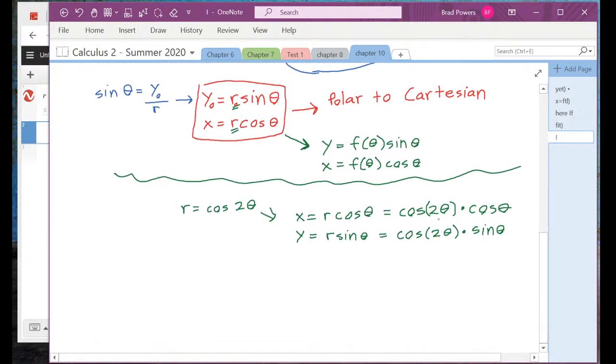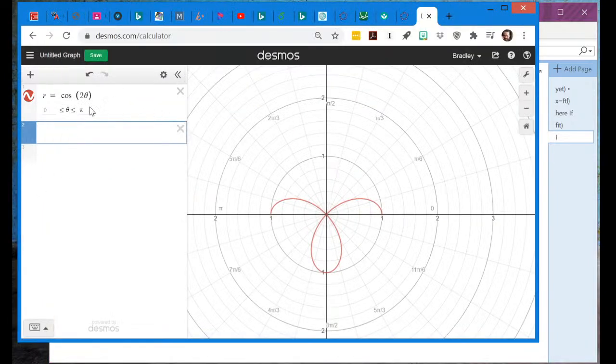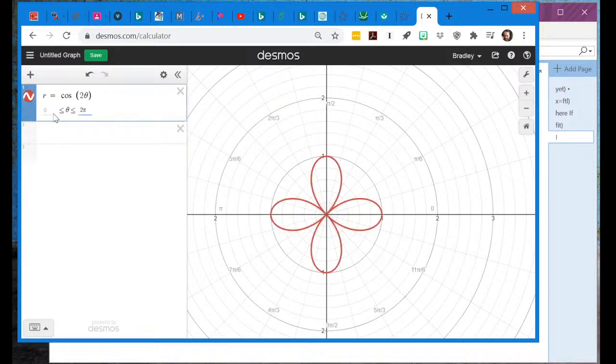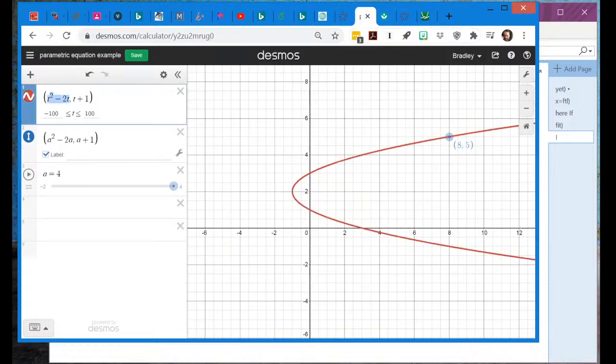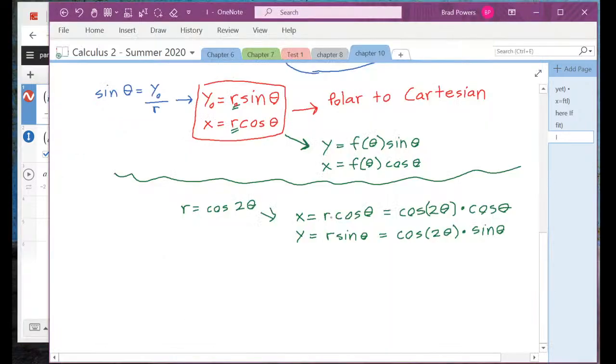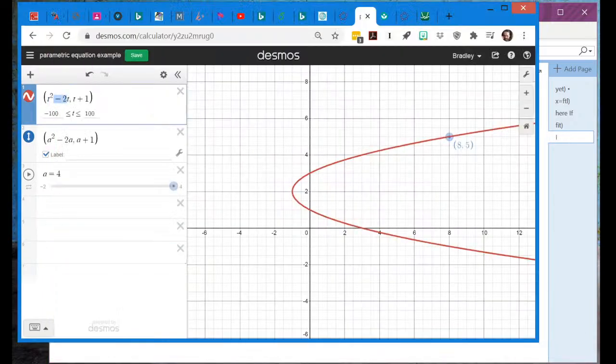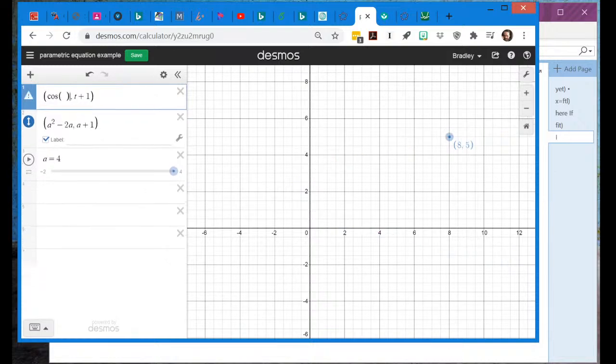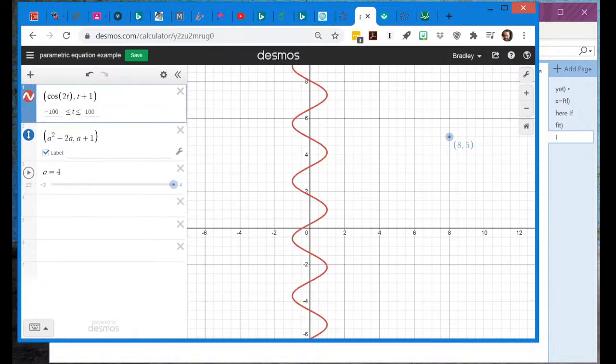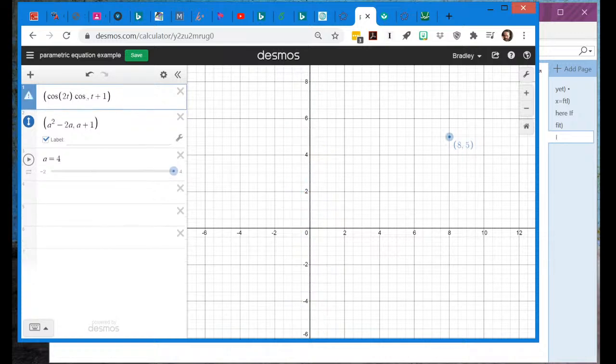So anyway, let's double check this. Let's go ahead and plug that in. Now we know that's what r equals cosine 2 theta looks like. Let's see if, put it in parametrically, that's going to work. So my x was cosine 2 theta, cosine theta. So I'm using t instead, so I'll say cosine 2t times cosine t.